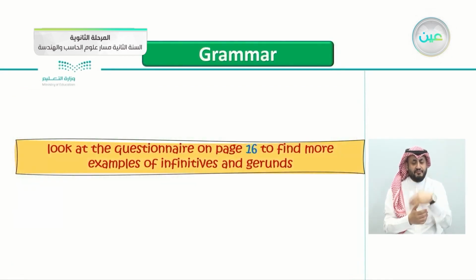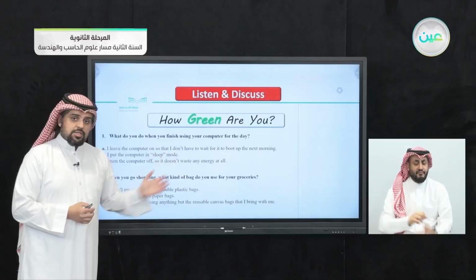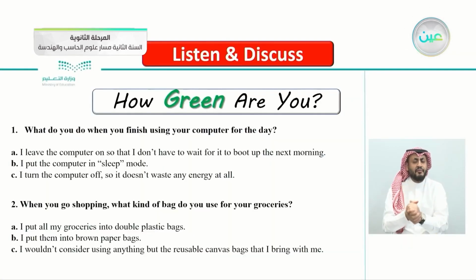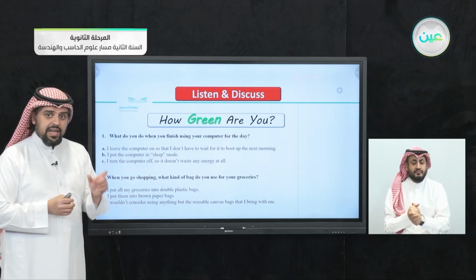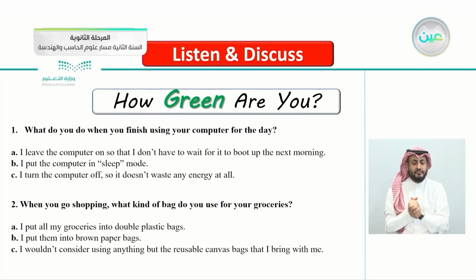So look at the questionnaire on page 16 to find more examples of infinitives and gerunds. The questionnaire that we took previously on page 16, let's check it again. Why? To find more examples of infinitives and gerunds. So this is the first part of the questionnaire. Can you spot here any infinitives or gerunds? Can you name a few here? An infinitive is to plus the base form of the verb, or a gerund, an ing form of the verb that acts as a noun. Let's check the answer here together.